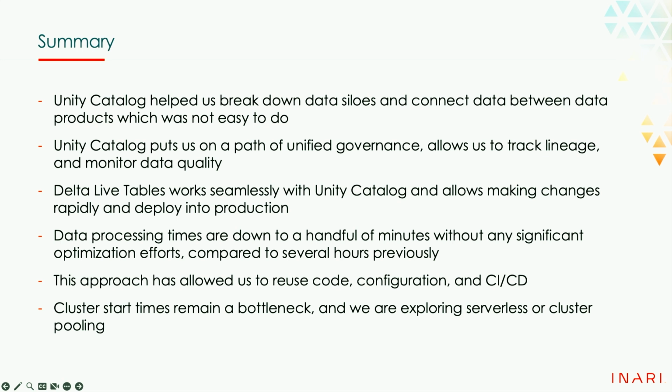DLT works seamlessly with Unity Catalog. You can just point DLT to write to any catalog, any schema, and it will do so. And that tracks lineage. This also allows us to rapidly make changes and deploy them into production. Data processing times before were obviously not great, several hours running on Argo workflows or SQL cron jobs, and are now down to a handful of minutes. And even those minutes are mostly cluster start times, which I'm going to cover at the end. And then we are also reusing a lot of code, configuration, and CI/CD across all our data product repos, which is really neat.